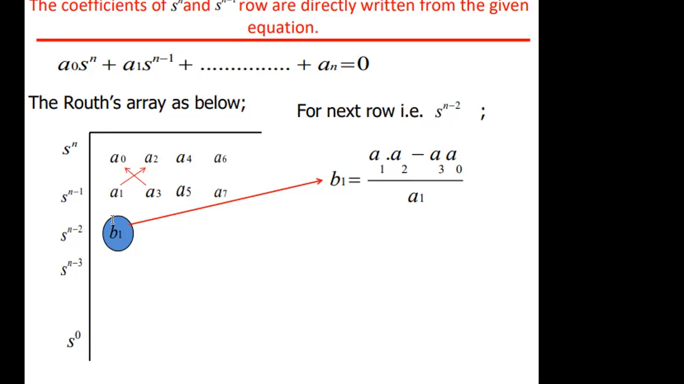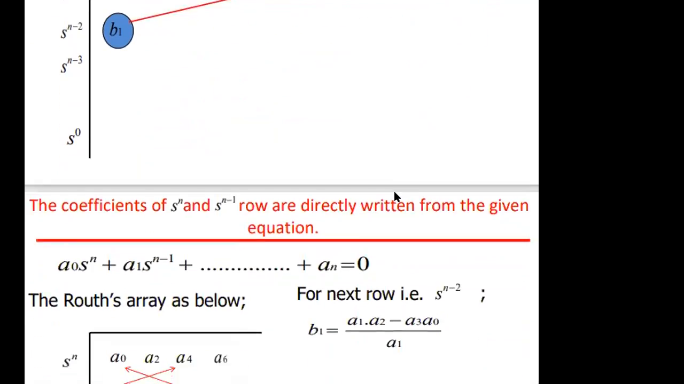I represent that value as B1. The formula for B1 is A1 A2 minus A3 A0, divided by A1. That is, we obtain B1 as A1 A2 minus A0 A3 divided by A1, and we determine the B1 value using this formula.